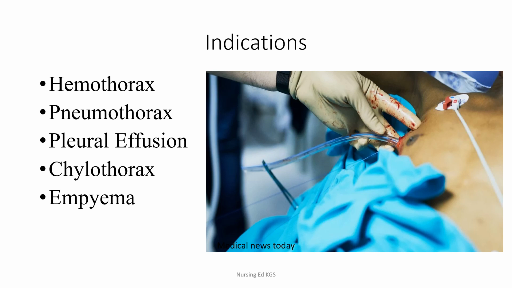This accumulation in the pleural cavity can be as a result of either disruption or obstruction of the thoracic duct. Other patients will need a chest tube inserted because they're having empyema, and this is when there is a collection of pus in that pleural cavity. Now, it is normally associated with pneumonia, but it can develop after thoracic surgery or thoracic trauma.